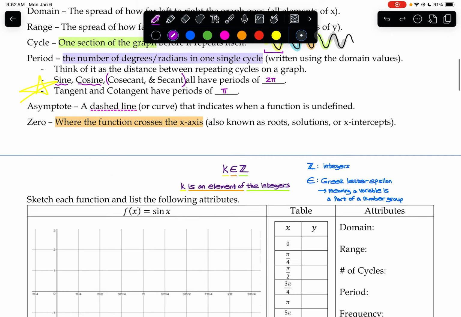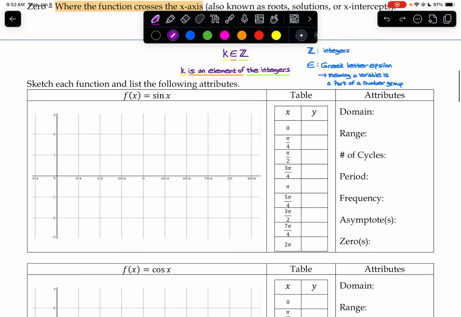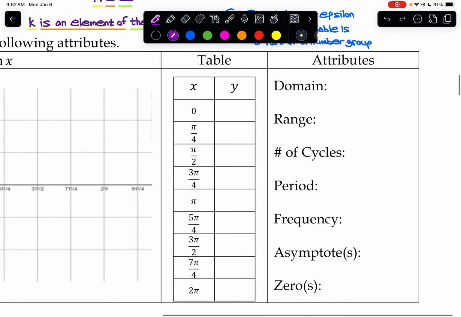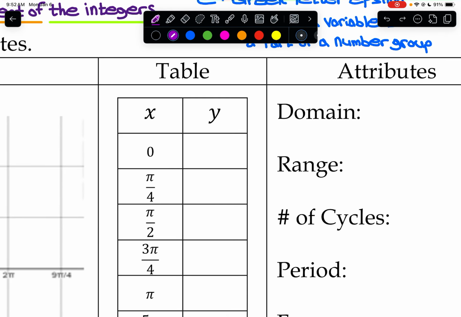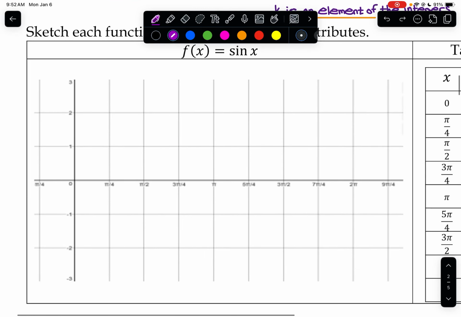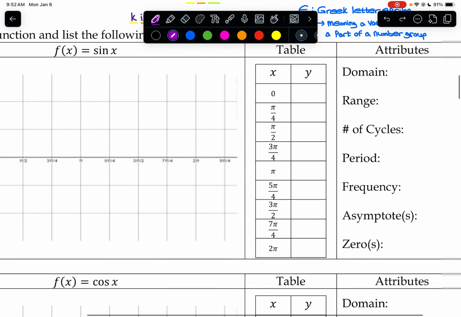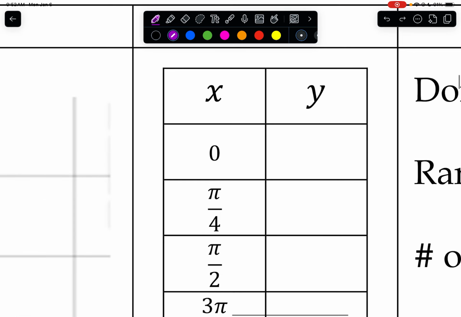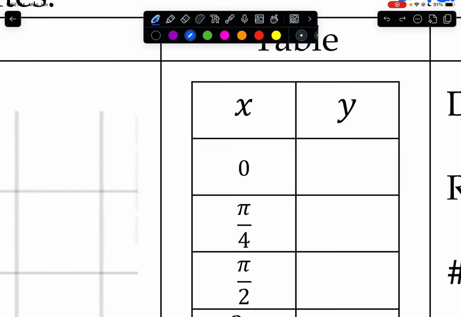All right, so to get started, we're now going to actually graph your sine function. We're going to first fill out a table based on the unit circle. Then based on the table, we're going to fill out the graph. And then based on the graph, we're going to fill out the attributes. Okay, so to start off, your x value is going to represent the radian. Now this is from the unit circle.